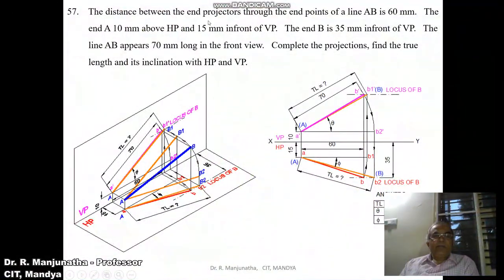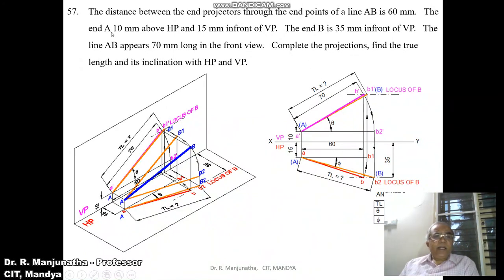The distance between the end projectors through the endpoints of a line AB is 60 mm long. The end A is 10 mm above HP and 15 mm in front of VP. The end B is 35 mm in front of VP. The line AB appears 70 mm long in the front view. Complete the projections and find the true length and its inclination with HP and VP.